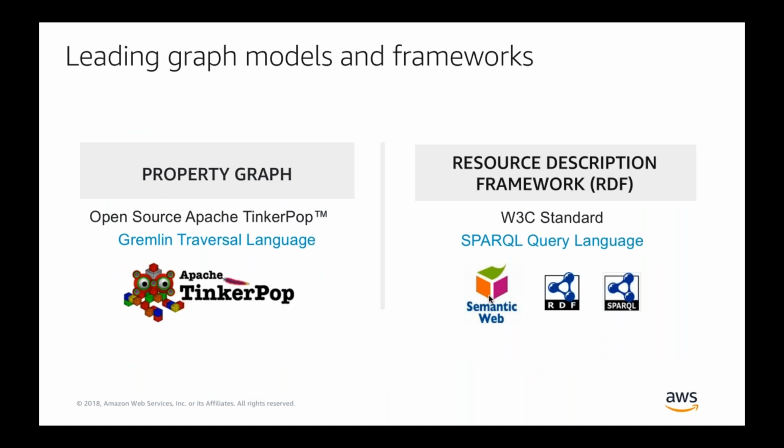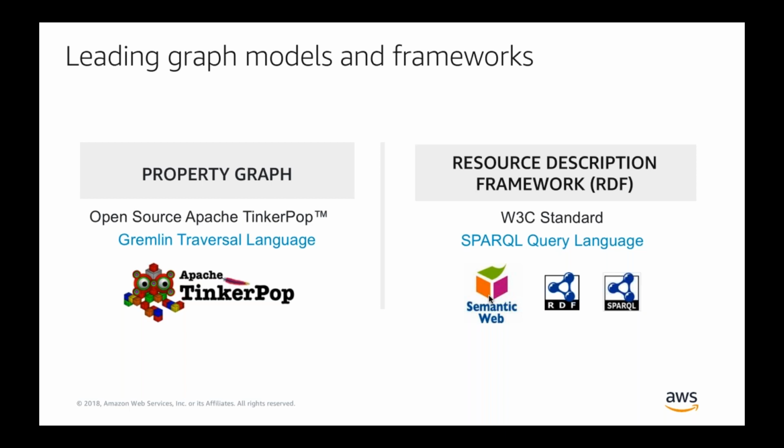There are two major graph models and frameworks. The first is something called property graph. Property graphs consist of nodes and edges, and the nodes and edges both have attributes. There's an open source package called Apache TinkerPop, which has a language called Gremlin that lets you write imperative traversals over a property graph. The second model is a set of standards from the World Wide Web Consortium, or W3C, collectively known as the semantic web.